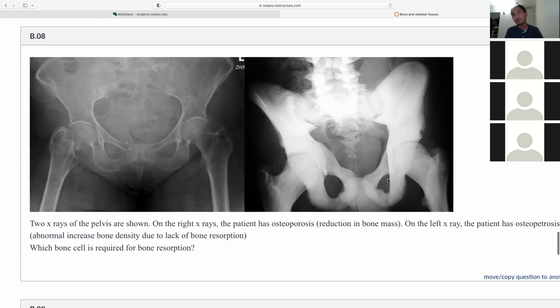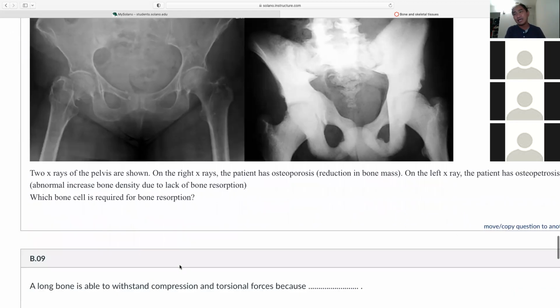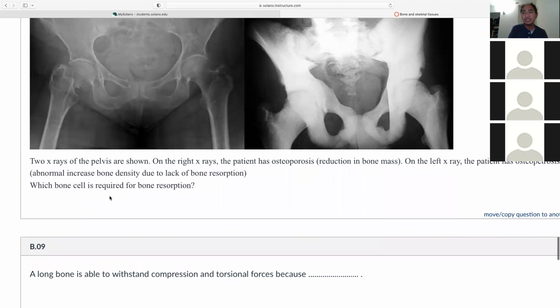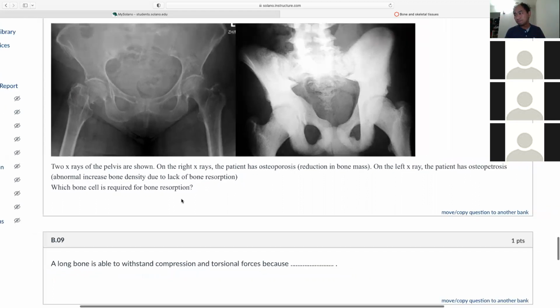and that is what you see on the X-ray. So now I answer the question: which bone cell is required for bone resorption? Of course, it will be osteoclast. Yeah, osteoclast is for bone resorption. Bone building is osteoblast. Osteoblast and osteoclast need to get balanced together.